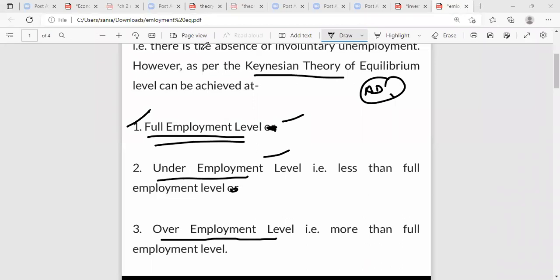Teacher, question. Yes, Alina. Keynes made his theories like 100 years ago. So is it applicable in today's time?